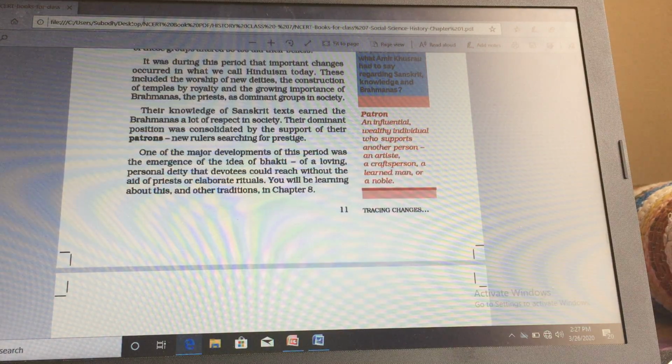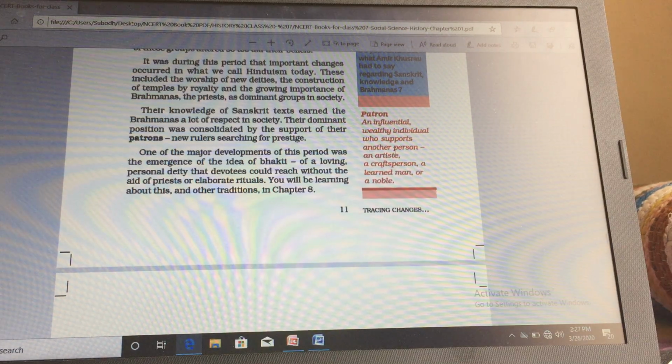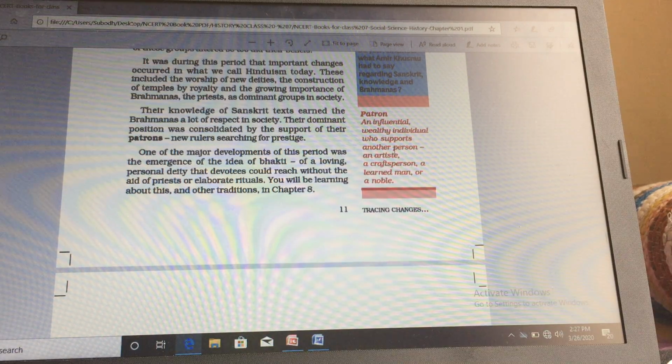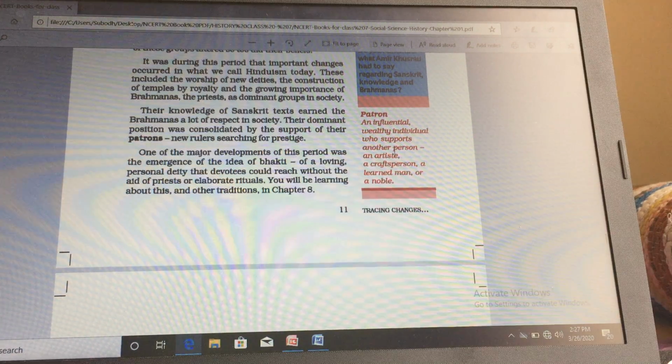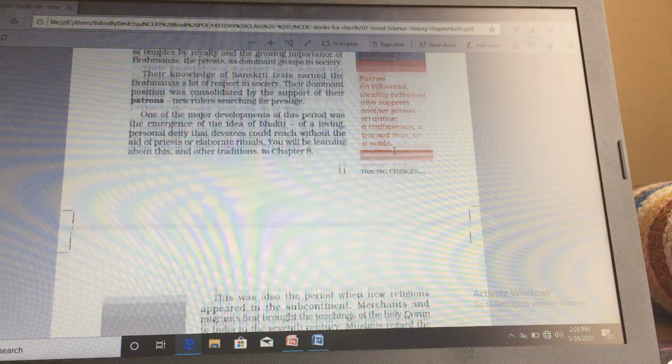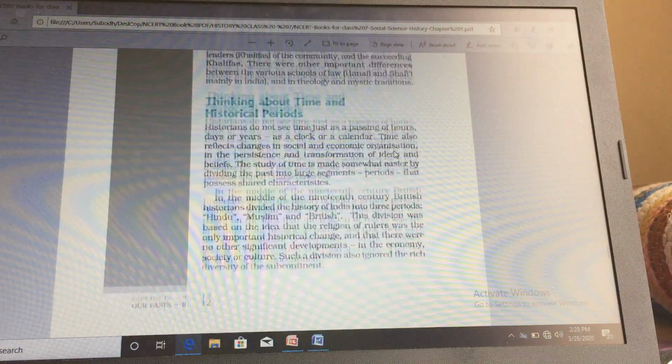Old and new religion we already discussed. Now here, patron: an influential, wealthy individual who supports another person, like an artist, craftsperson, a learned man or a noble, was called a patron. Suppose a wealthy person buys a painting from an artist. These wealthy people were called patrons because they gave them money or livelihood to survive. Okay, so that's a brief reading of a chapter.